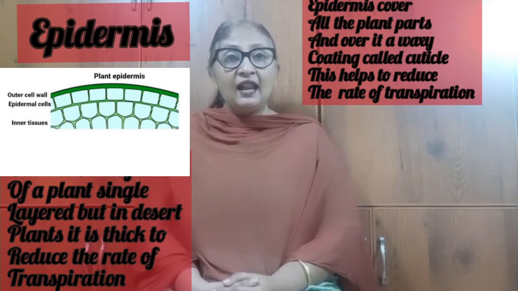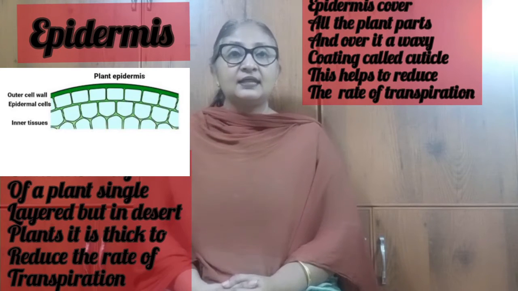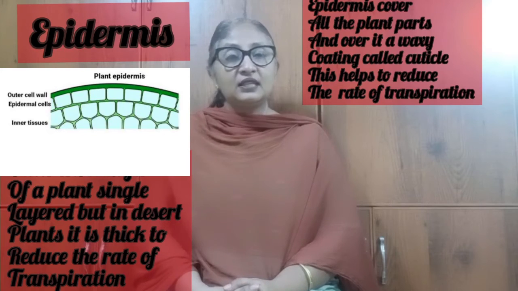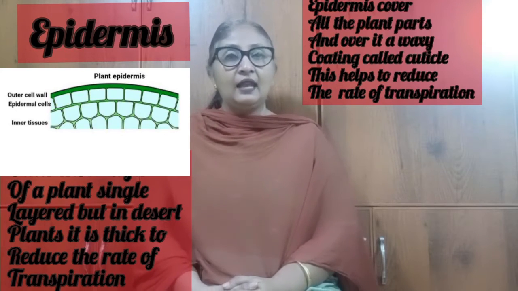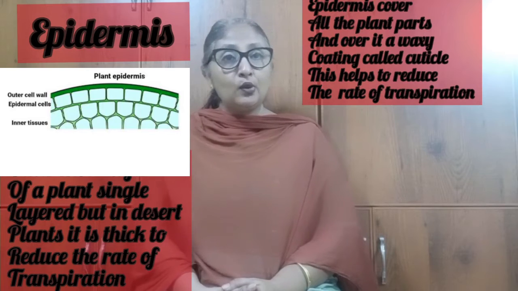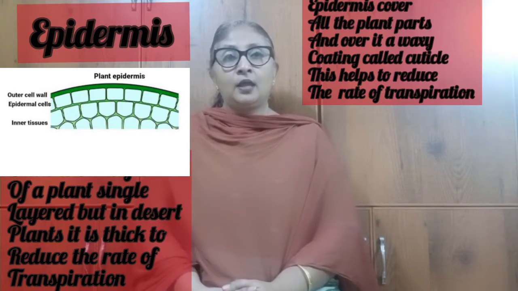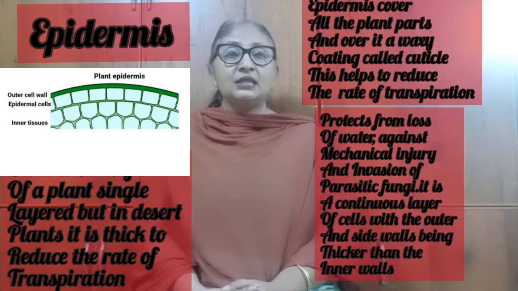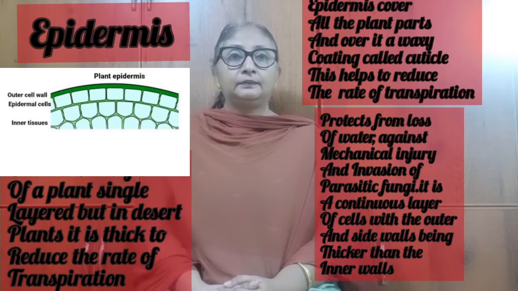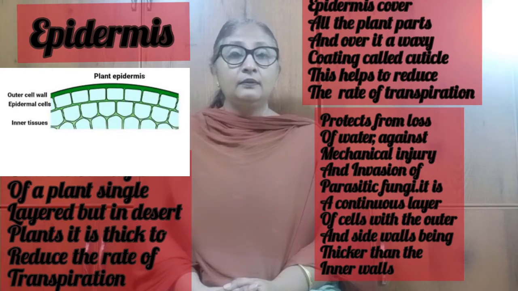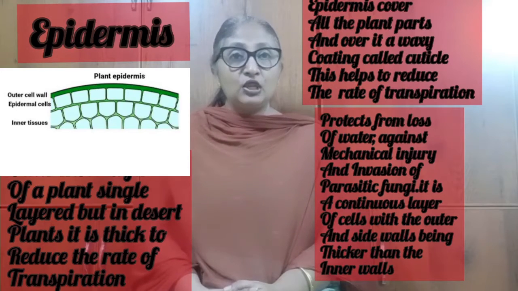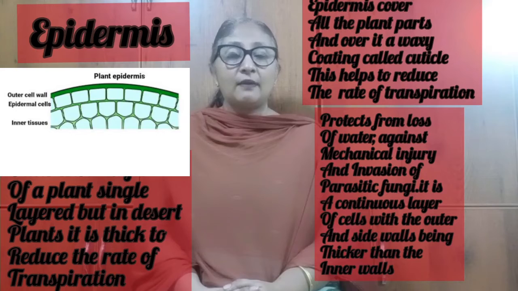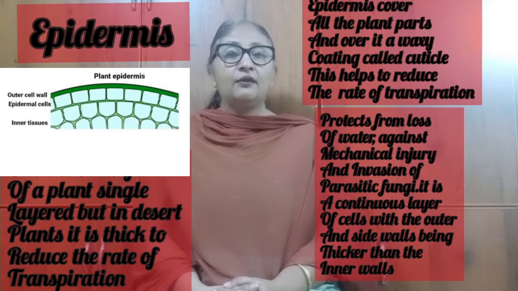Especially in the aerial parts, outside the epidermis, there is a waxy coating. This is known as cuticle. Again, its function is to reduce the rate of transpiration. Now, what are the functions of epidermis? Epidermis protects the plant from excess loss of water in the form of transpiration, from mechanical injuries, and also from the invasion of parasitic fungi.